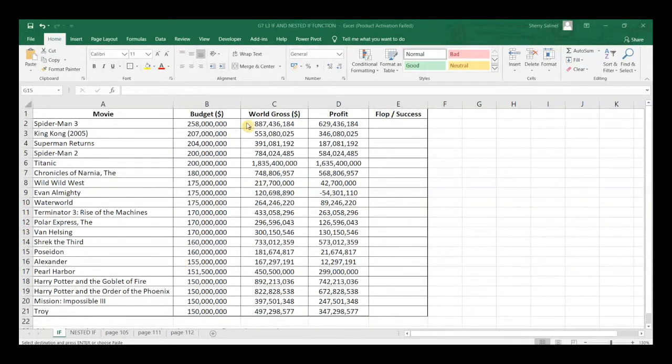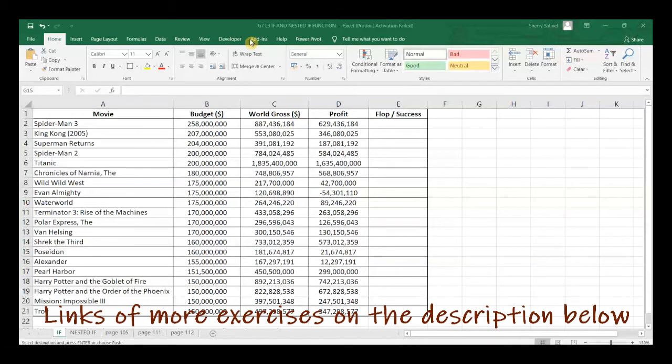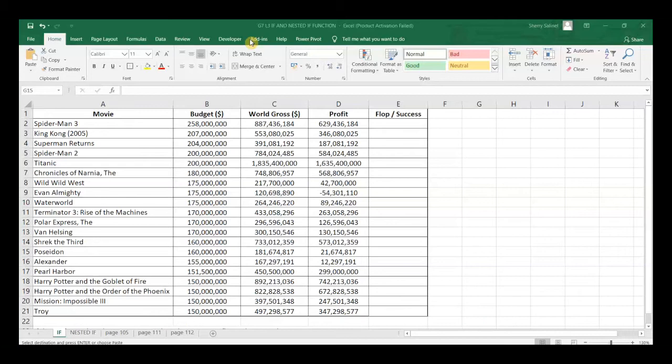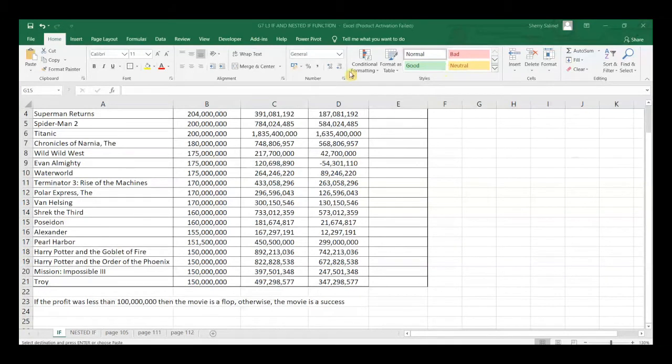If the profit was less than 100 million, then the movie is a flop. Otherwise, the movie is a success. Okay, very good. So, if the movie's profit is less than 100 million, then the movie is a flop. Otherwise, the movie is a success.